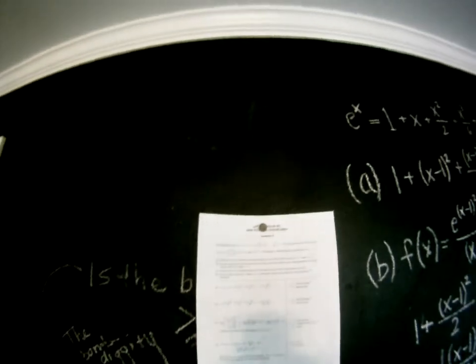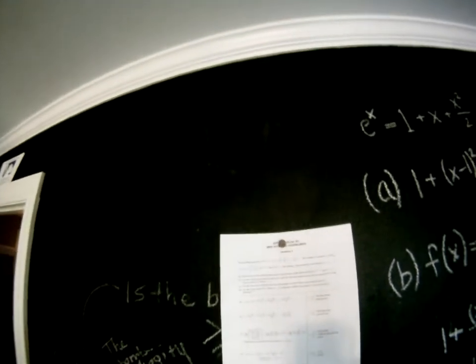Alright, here we have the AP Calculus BC 2009 question 6 free response. It gives you the Maclaurin series of e^x, and also a function f of x equals (e^((x-1)^2) - 1) over (x-1)^2. Part A asks you to write the first four non-zero terms and the general term of the Taylor series for e^((x-1)^2) about x equals 1.